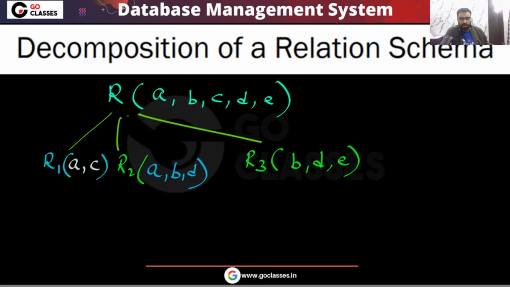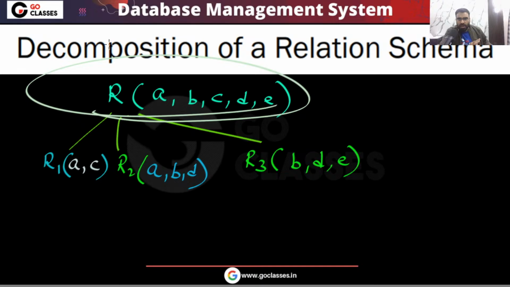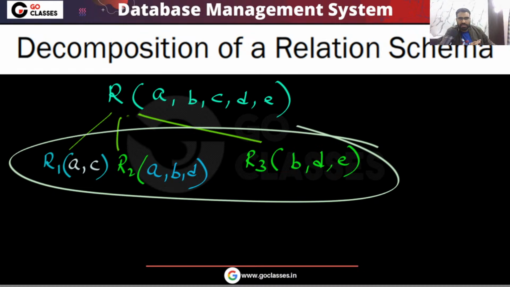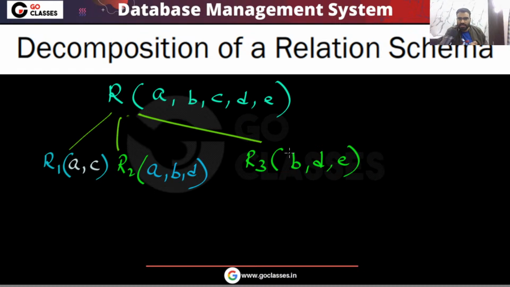Now this is called decomposition, but there is one important property of the decomposition: all the attributes of R must be preserved. Basically, if you do the union of the schema of all these decomposed sub-relations, then we should get the schema of R. So this additional property is there. You can see that every attribute of R is preserved: A, C, B, D, E. This is called decomposition of R.